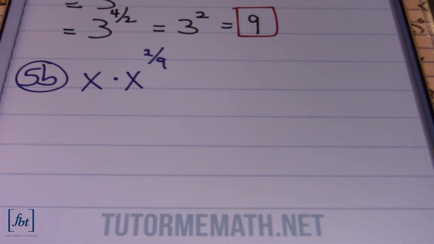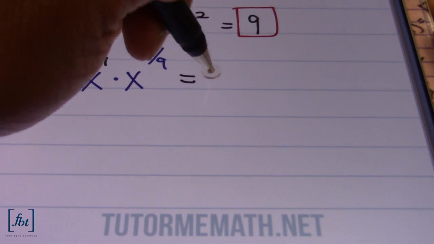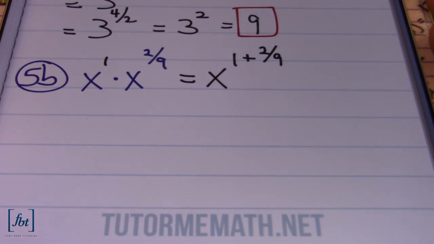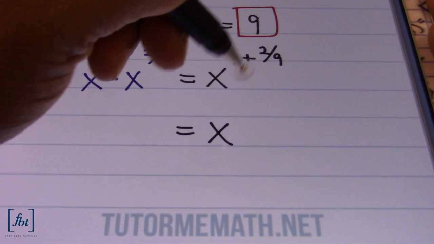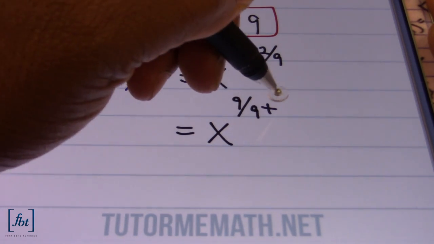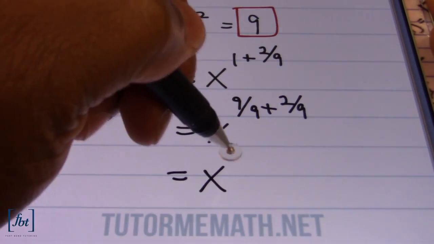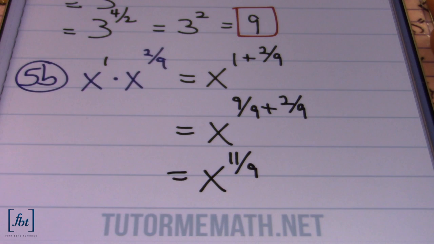This is 5B. I can show that this x is to the 1st power, and we're multiplying times x to the 2/9 power. We know multiplying like bases, you're supposed to add the exponents. Therefore, this is equivalent to x to the 1 plus 2/9. Or I can show that this 1 could be rewritten as 9/9, since I have to add these numbers together. And that gives me a result of x to the 11/9 power. And this is my answer.